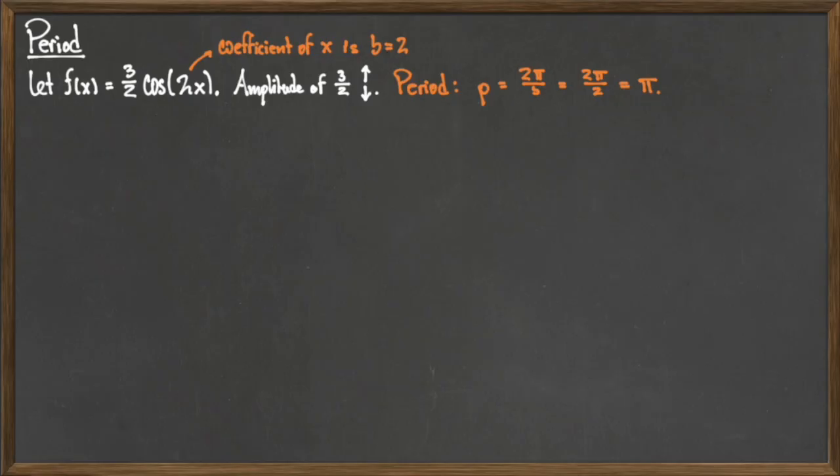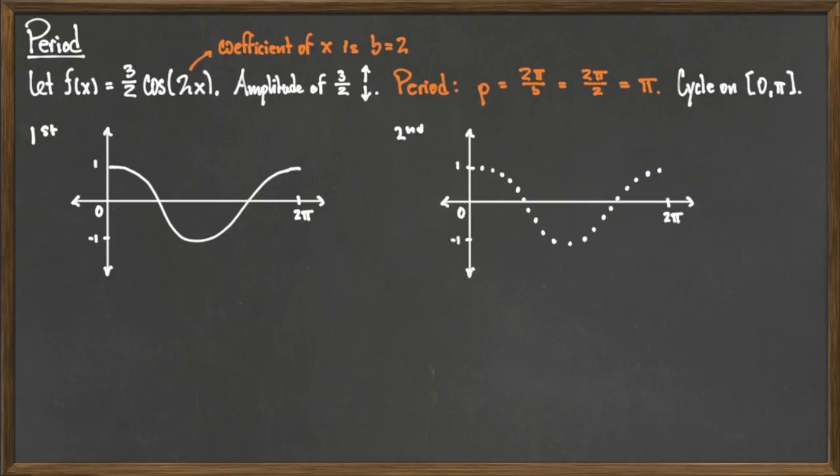In fact, when I use the formula, our period is going to be 2 pi divided by b, and since b is equal to 2, I have 2 pi divided by 2, which is just pi. This means that I'm drawing, at the end of the day, a full cycle of the graph on the interval from 0 to pi instead of 0 to 2 pi. So let's go ahead and sketch out a full cycle of our cosine graph.